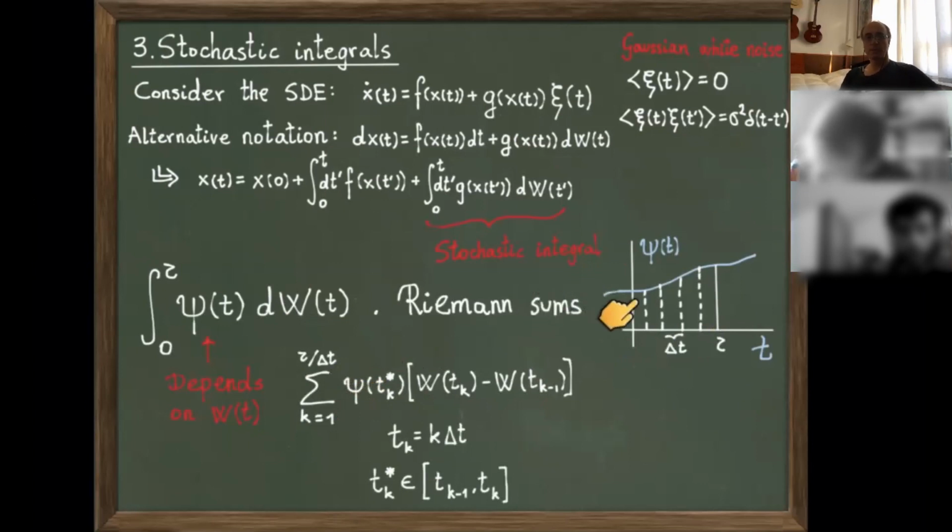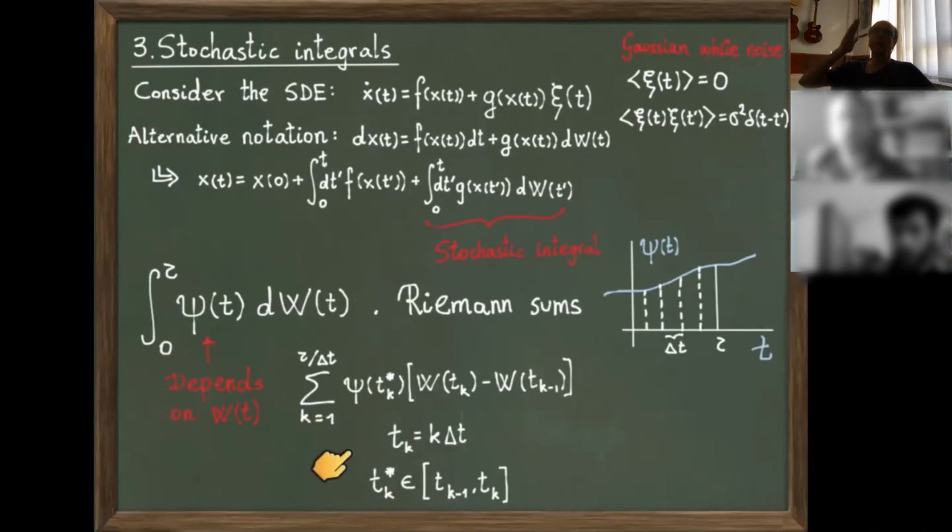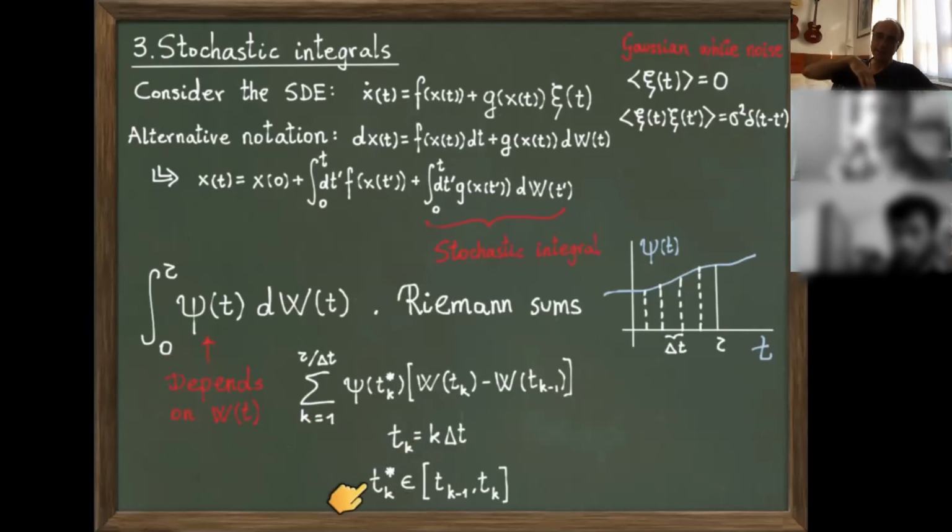Do you remember this, the Riemann sums? This is the definition of integral. And the nice thing of the Riemann sums is that when delta t goes to 0, if I do my partition more and more, finer and finer and finer, then the limit of this sum does not depend on the choice of the point. You remember, you can choose this as the maximum, the minimum, the left, the right, the point in between.